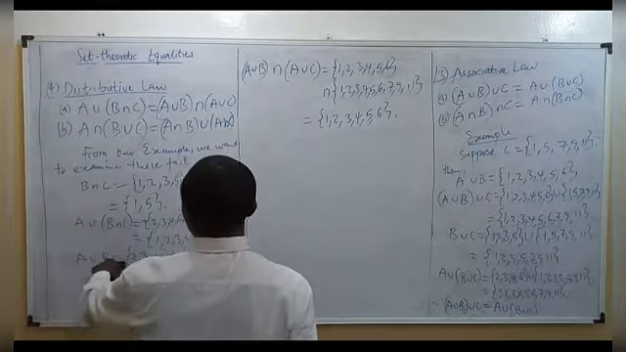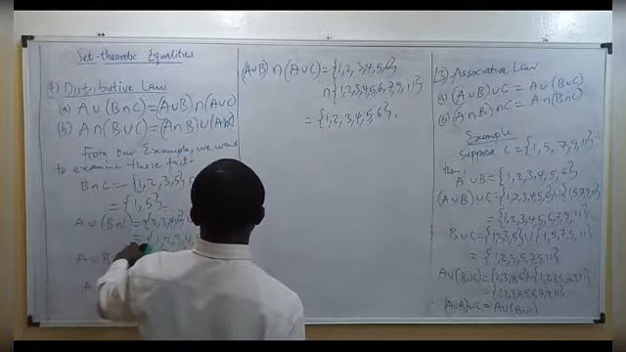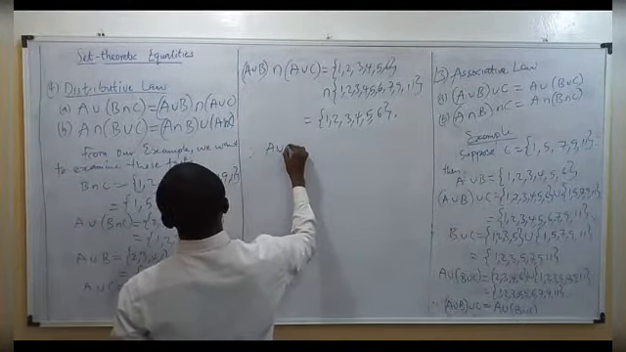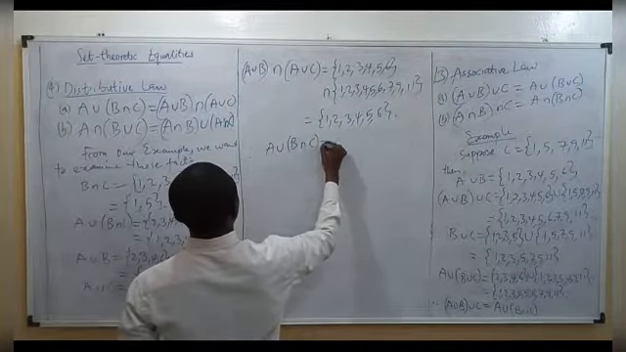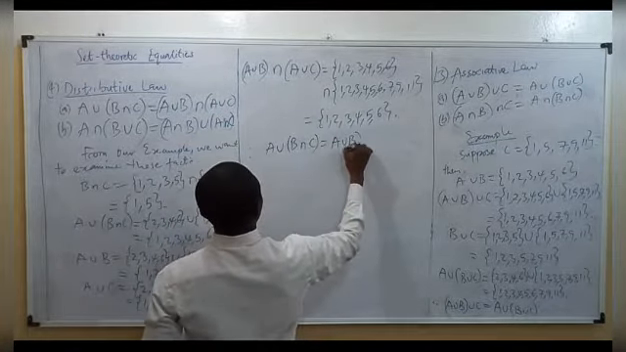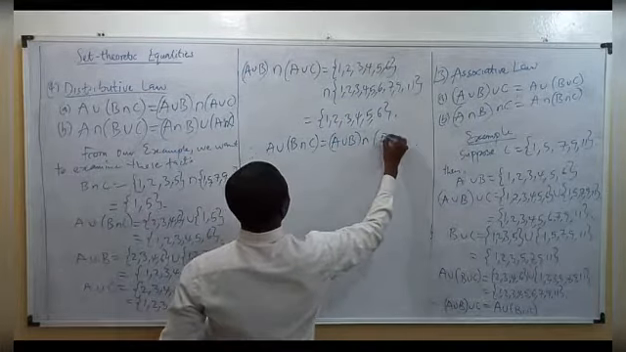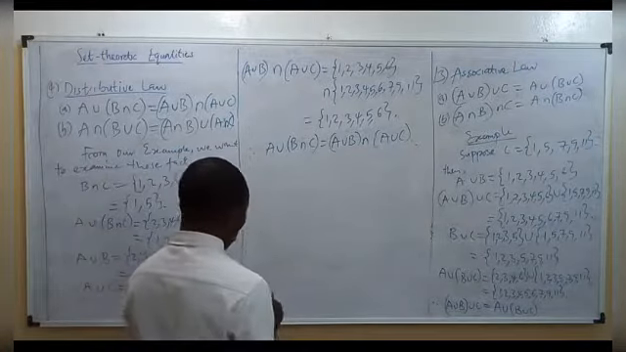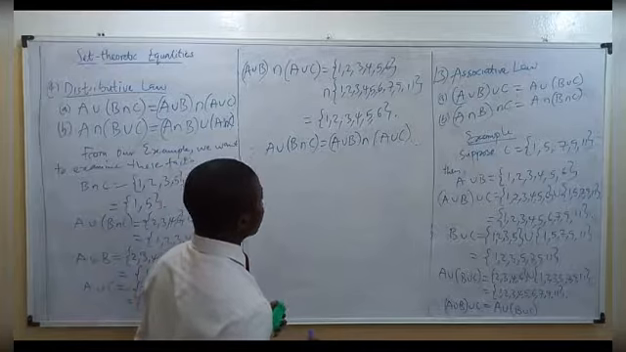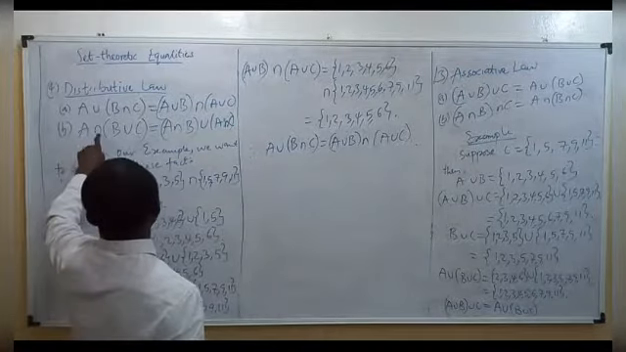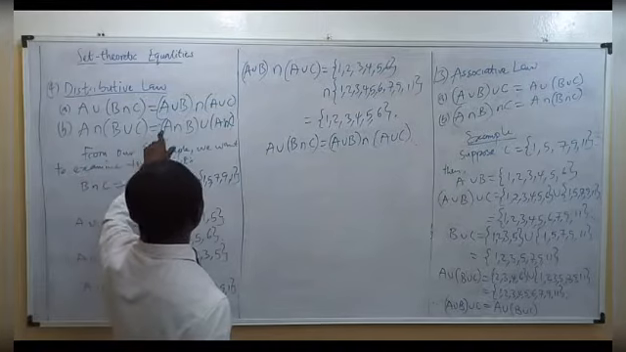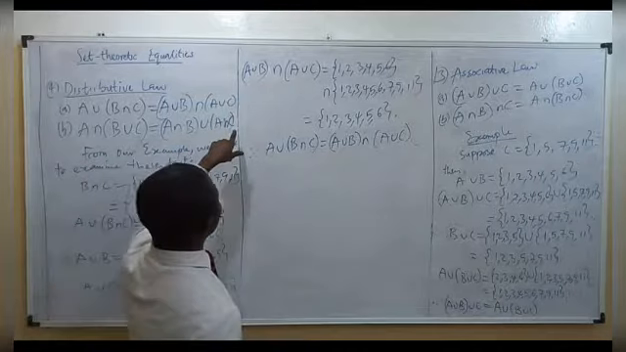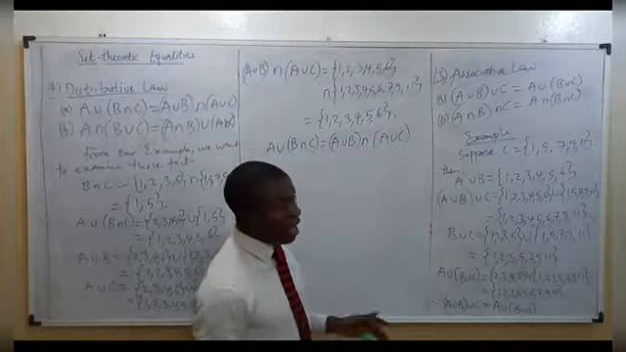Good. Now look at the result we got from A union, in brackets, B intersection C. It's the same as the result we got from this. Therefore, A union B intersection C is equal to A union B intersection A union C. So this is the distributive property of sets. You can test the other one: A intersection, in brackets, B union C is equal to A intersection B, close the bracket, union, in brackets, A intersection C. It will still give you the same result.